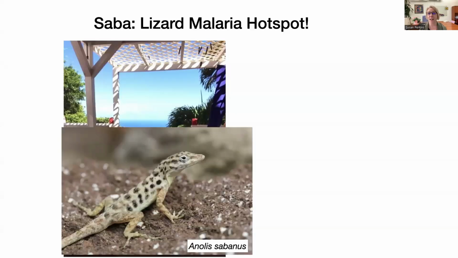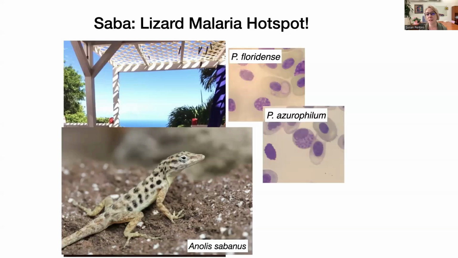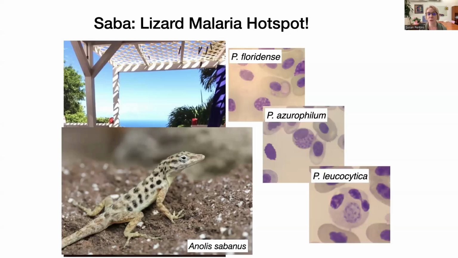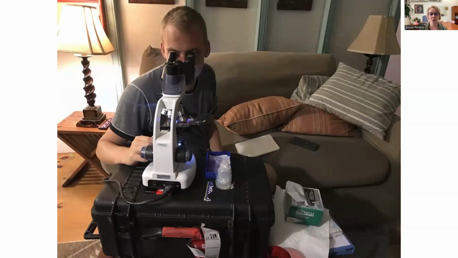So there it is, and it's home to the most adorable lizards, Anolis sabanus. But more important scientifically, Anolis sabanus hosts 3 different species of Plasmodium: Plasmodium floridense, Plasmodium azurophyllum, and Plasmodium leucocytica. These 2 we think are sister species. And within that same host, we've got this diversity.